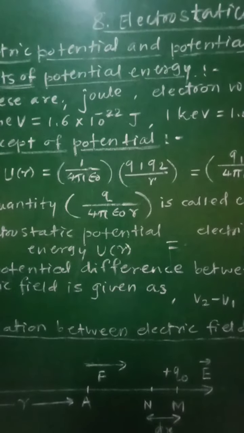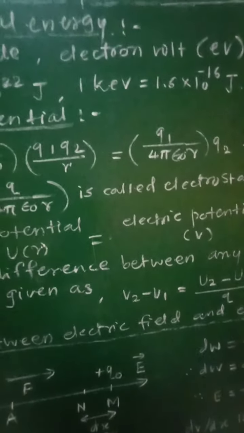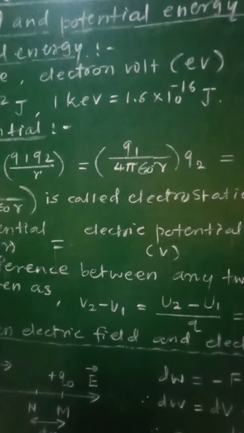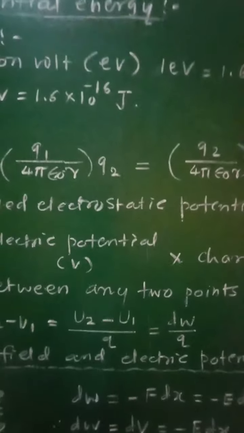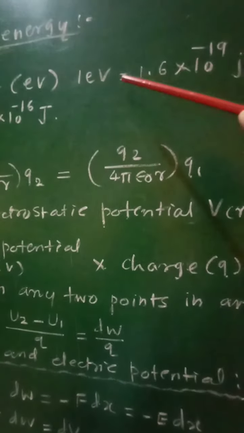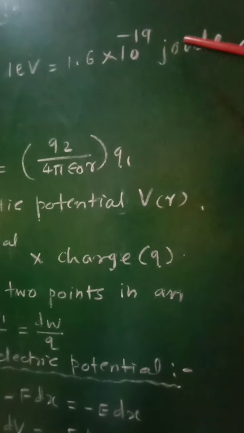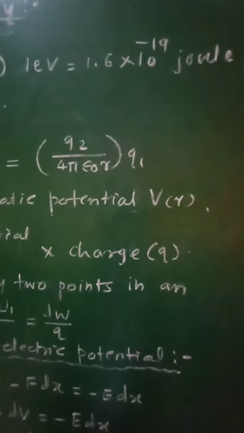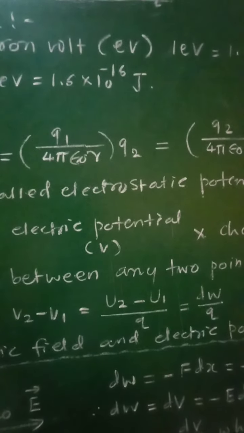Now another unit of the potential energy is electron volt, eV. 1 electron volt is equal to 1.6 into 10 raised to minus 19 joule. So that is the relation between electron volt and joule.